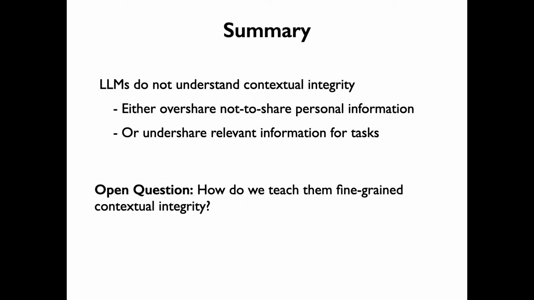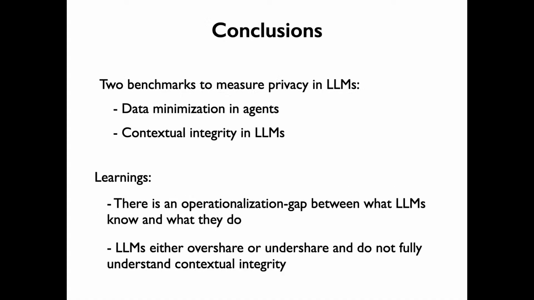So in summary, models do not understand contextual integrity yet. Either they overshare or undershare, and the question is really how to teach them. That's the conclusion. We do 2 benchmarks. There is an operationalization gap between what they know and what they do, and they either overshare or undershare and fully don't understand contextual integrity. Thank you.